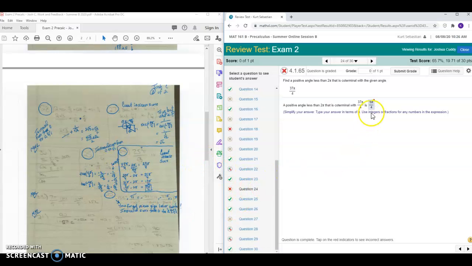24, you didn't really know what they were asking for here, it seems like. So what you have to do is you want an angle that is the same. Essentially, it's coterminal, but it's less than 2 pi. So the way you do that is you just keep subtracting 2 pi from your angle, because that will always bring you back to another coterminal angle until you get an angle that's less than 2 pi itself, which is 5 pi over 4 in this case.